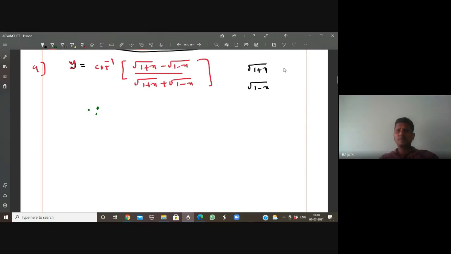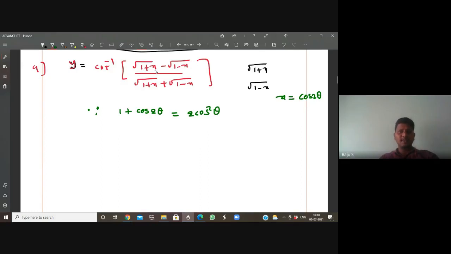Substitute here, x is equal to what? What do we need to substitute here? For what value of x will we get a standard form? 1 plus cos 2 theta. Take x is equal to cos 2 theta, then 1 plus cos 2 theta is 2 cos square theta, and the square will be cancelled.